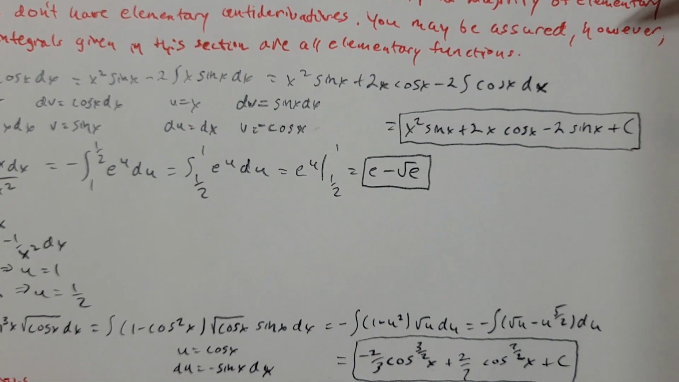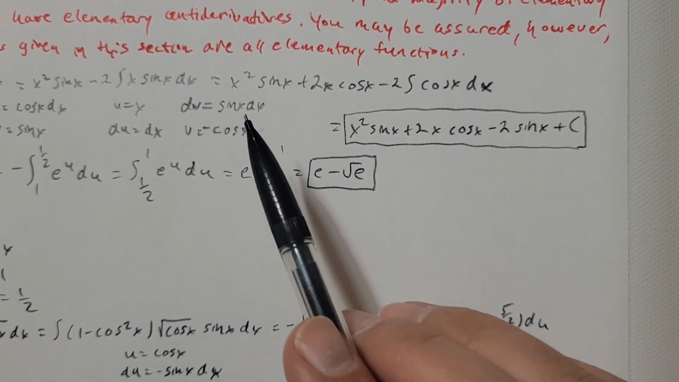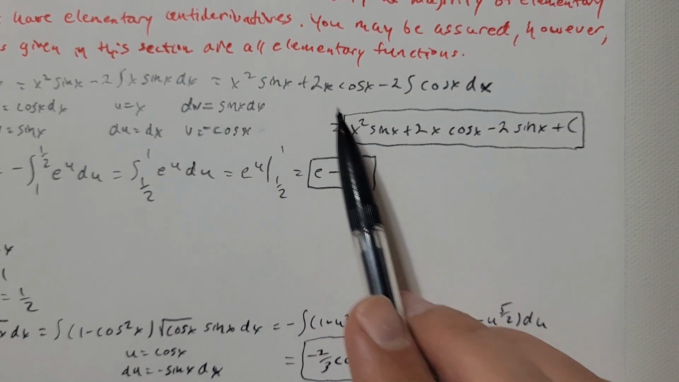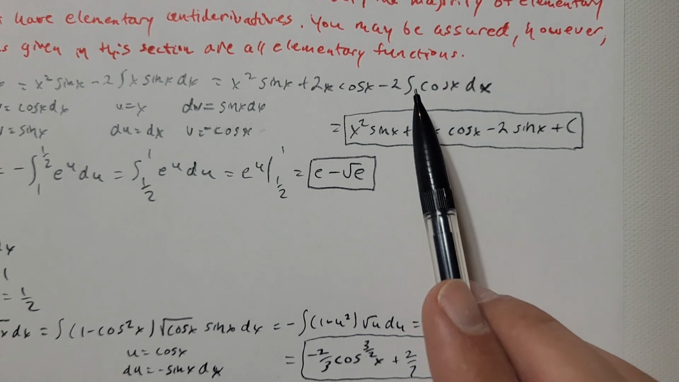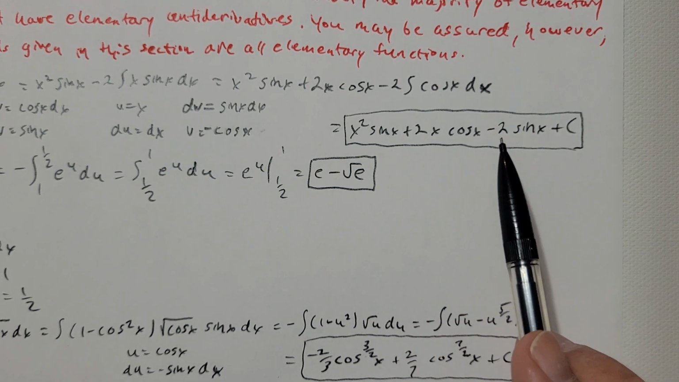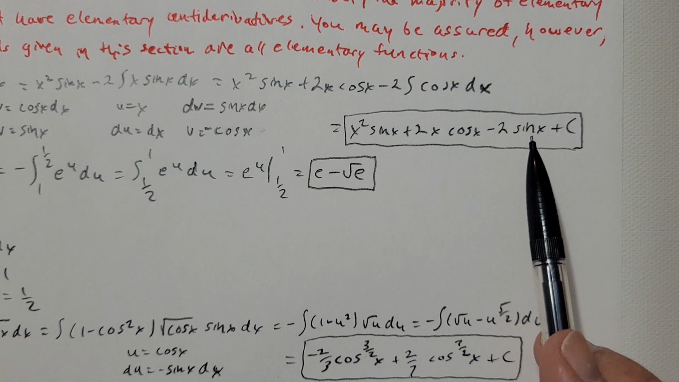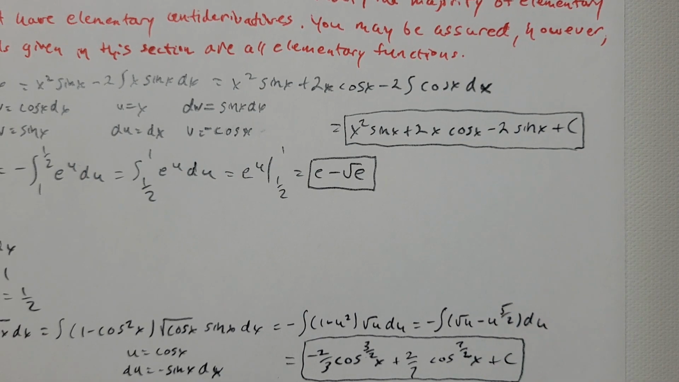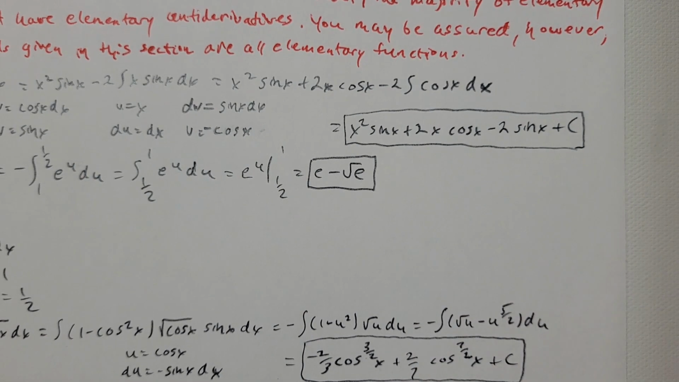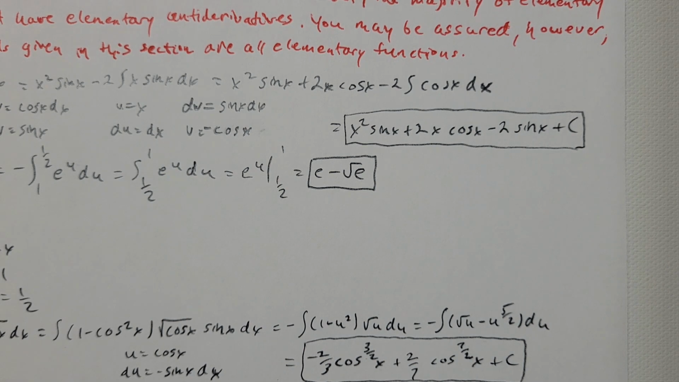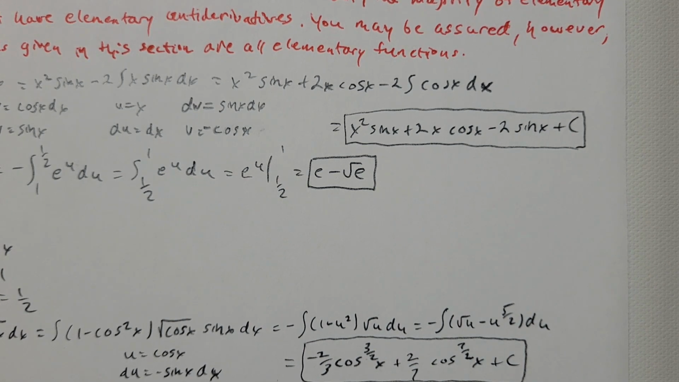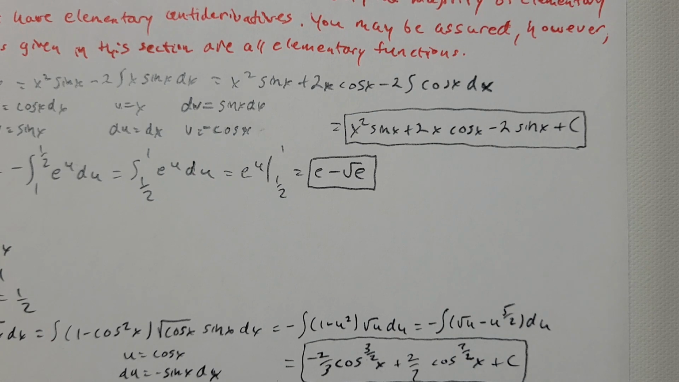And then I guess I can go to the answer now. It'd be x squared sine x plus 2x cosine x minus 2 times the antiderivative of cosine x, which is sine x, and then plus a constant. Go ahead and circle that. Just to emphasize this one more time, be sure that you're simplifying as far as you can go with all this stuff, and leave the answers in exact form.